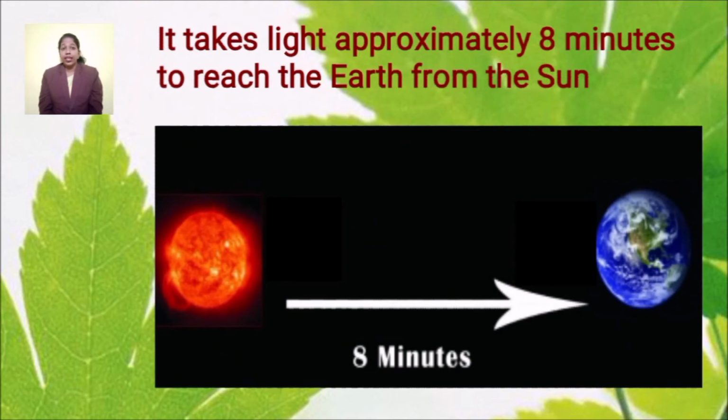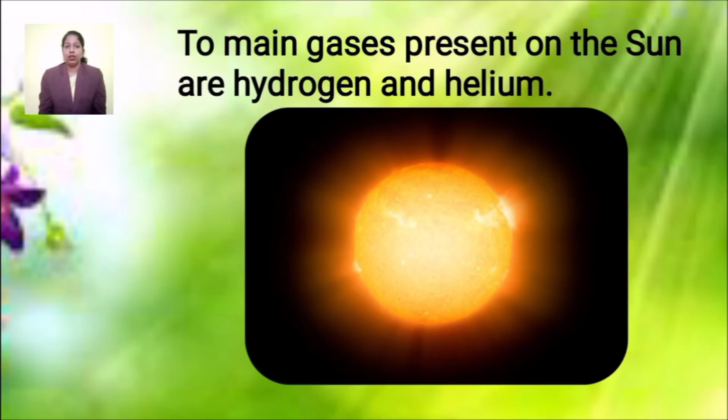So children, here in this picture you can see how light from the sun reaches the earth and takes 8 minutes. So now you understood how far the earth is from the sun? Two main gases present on the sun are hydrogen and helium.